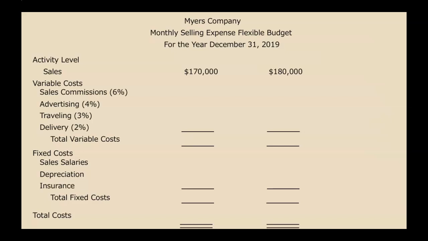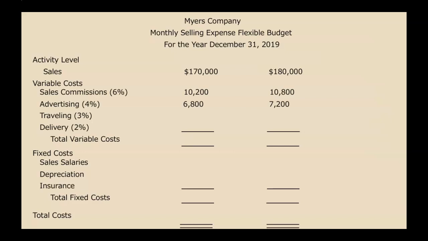Now our variable costs, those percentages are in relationship to sales, right? So sales commission is 6% of our sales amount. So 6% of 170 gets us 10,200. 6% of 180 gets us 10,800. Now we move down to advertising, that's 4% of our sales. So we take our sales amounts, multiply it by 0.04, and we get 6,800 and 7,200.